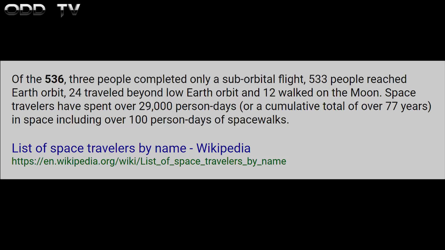See, can't go past low Earth orbit. That equals can't get past the barrier, also known as the dome or the firmament. If you look up how many people have been to space, here's what you get. Of the 536, 3 people completed only a suborbital flight. 533 people reached Earth orbit, 24 travelled beyond low Earth orbit, and 12 walked on the moon. So it seems that the Apollo mission was the only one to ever get to deep space.